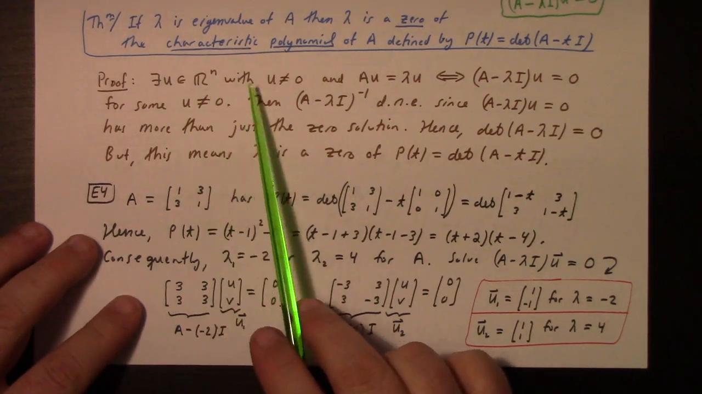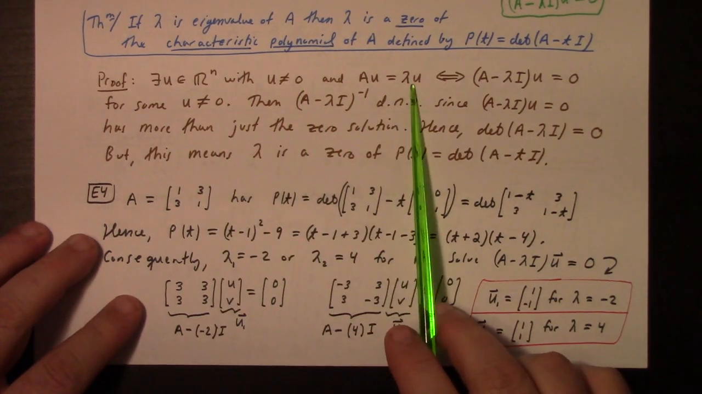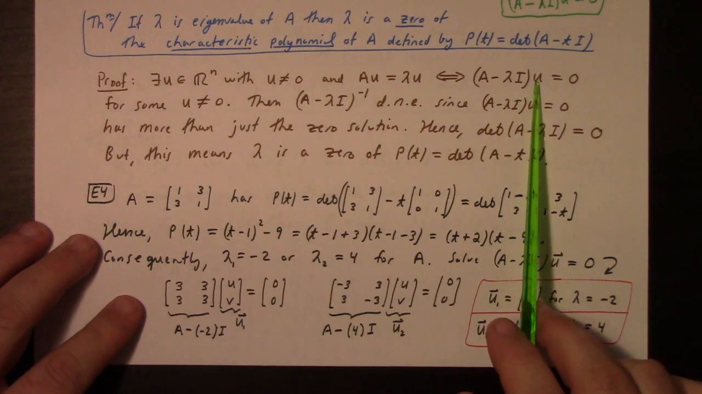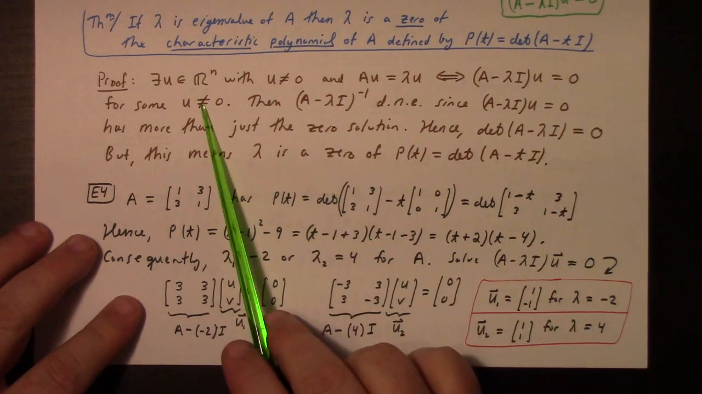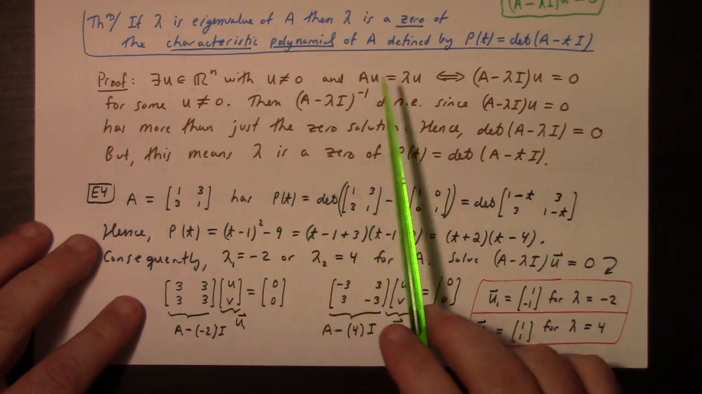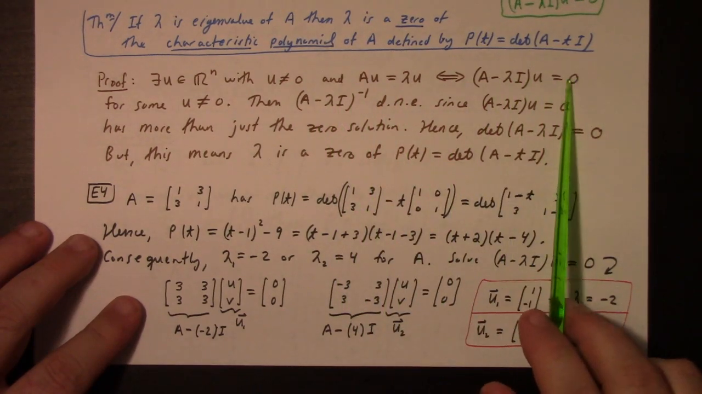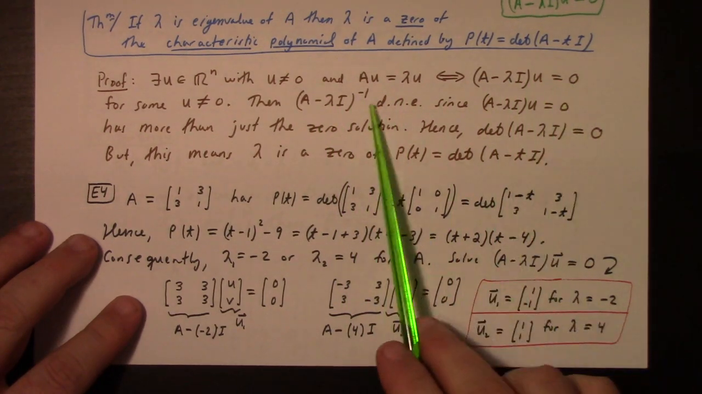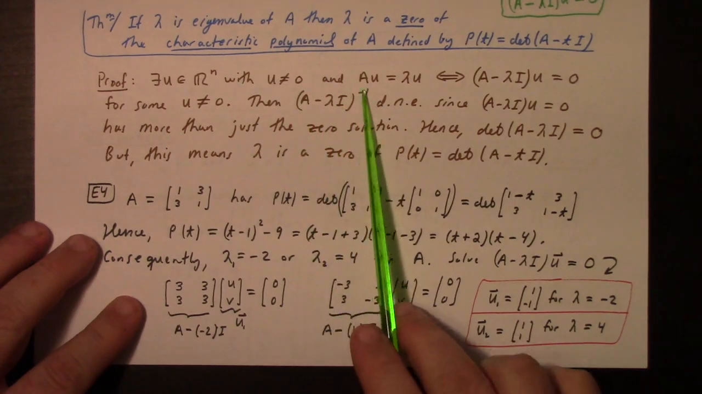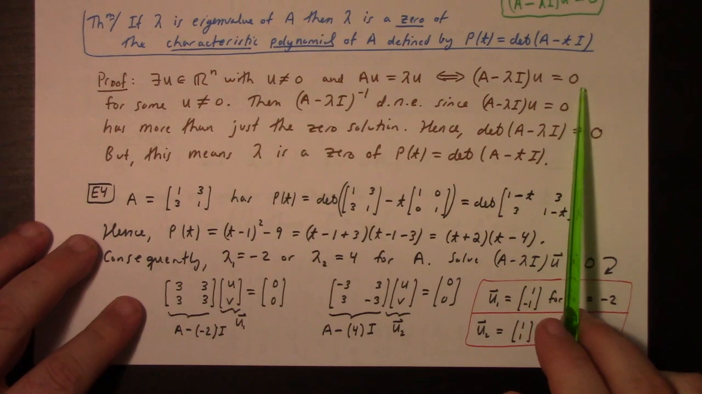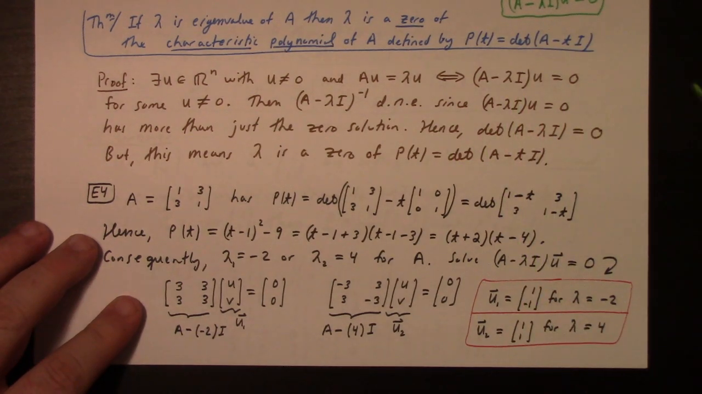If you have a non-zero vector that solves AU equal to lambda U, that's tantamount to having a solution to A minus lambda I times U equal to 0 for some U not equal to 0. But we also have U equals 0 as a solution. And we can't have two solutions for this problem if that inverse exists. Because if the inverse exists, then you can simply multiply this equation by the inverse matrix and you get only the 0 solution. But we have something more. We have the U not equal to 0 solution.